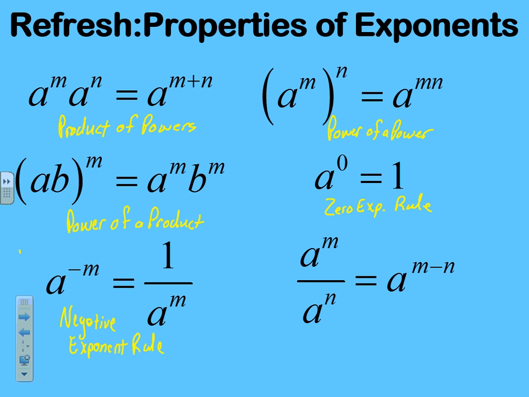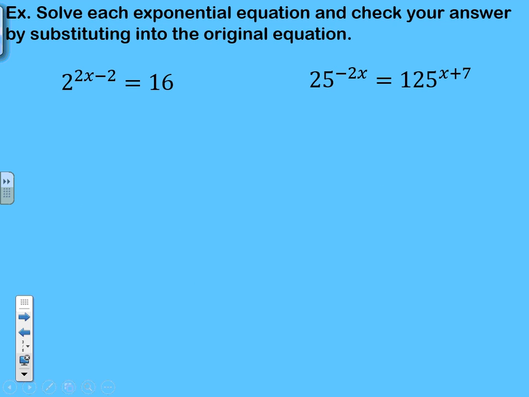And the last one that we have here on the right is the quotient of powers rule. This is essentially the reverse of the first one that we had, the product of powers. Product of powers says that if I'm multiplying powers with the same base, we just add the exponents. Well, the opposite is true here: if I'm dividing powers that have the same base, we can subtract the exponents from each other. So there is the quick review of the rules of exponents. So here are our first two examples.